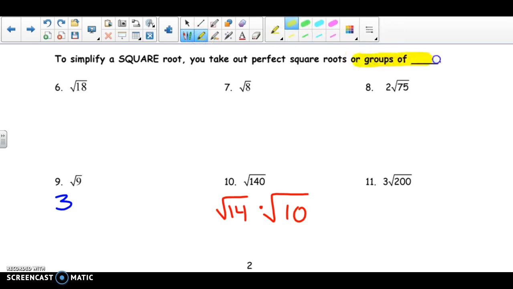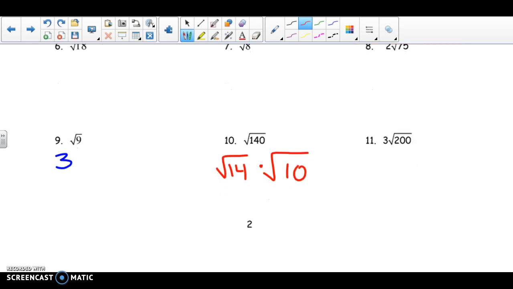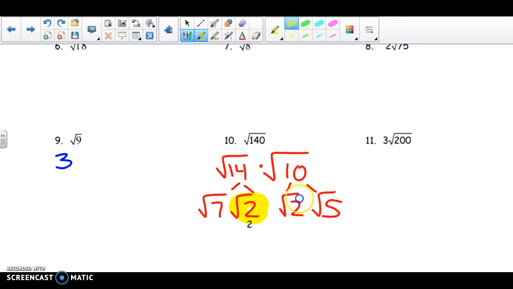But I'm having a hard time finding good square roots. So instead, I'm going to go back to our takeout groups of 2 method. So I'll keep going with this. I split it into 14 and 10. Well, why don't I keep going and split that into, well, let's see, this is 7 and 2. This is 2 and 5. Looks like my old factor tree, and I'm done factoring. We said groups of 2 would be good. Here's my groups of 2.